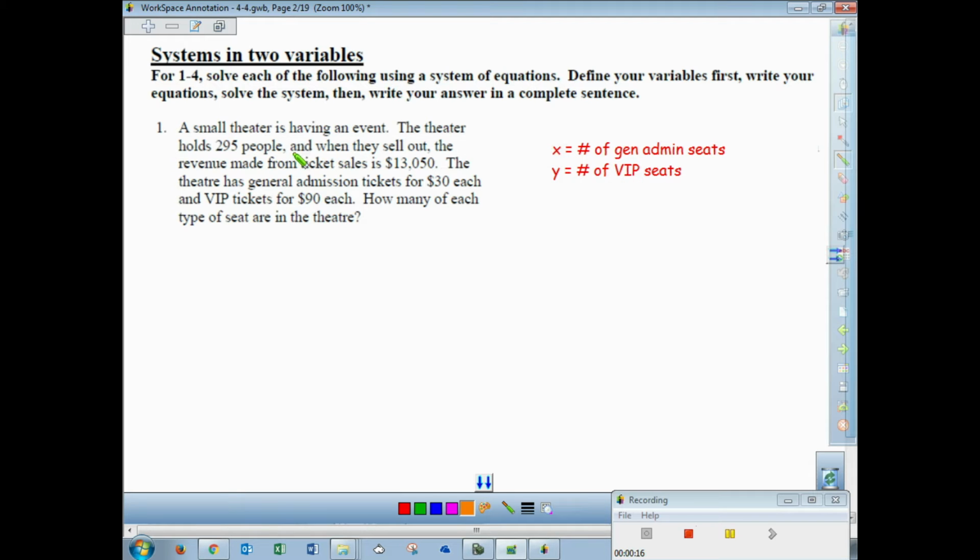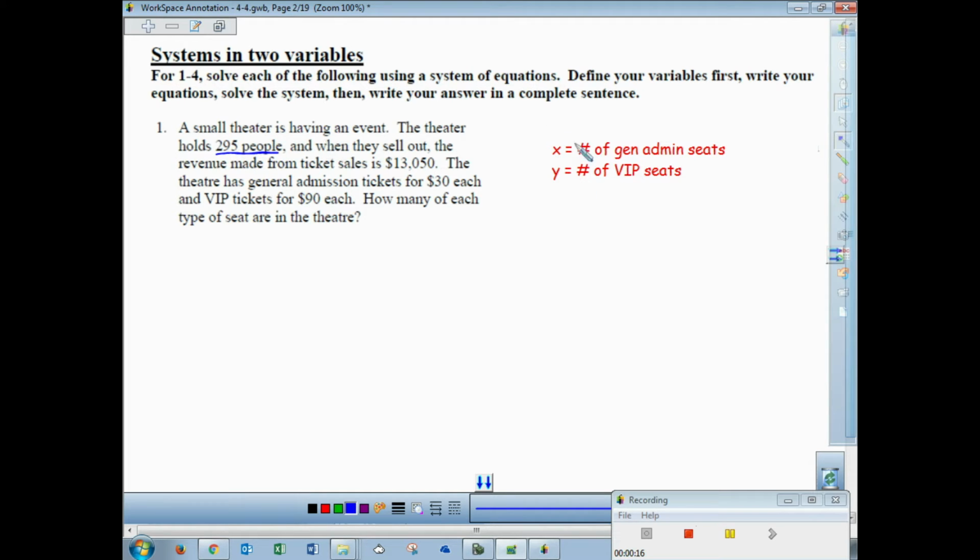So now it's time to write our equations. So let's go back again and kind of read through for details. It says the theater holds 295 people. So that tells us about how many seats there are. So like if it's going to hold 295 people, there's going to be 295 seats total.